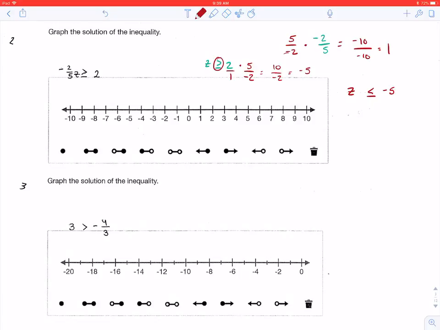And we're going to graph that by finding negative 5. Z can equal negative 5, so that's a closed circle. And if z is less than negative 5, that's going to be to the left.